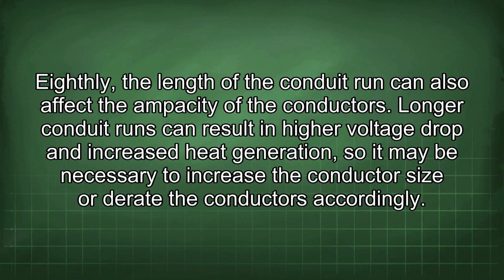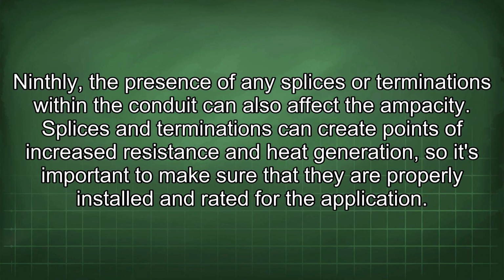Eighthly, the length of the conduit run can also affect the ampacity of the conductors. Longer conduit runs can result in higher voltage drop and increased heat generation, so it may be necessary to increase the conductor size or derate the conductors accordingly. Ninthly, the presence of any splices or terminations within the conduit can also affect the ampacity. Splices and terminations can create points of increased resistance and heat generation, so it's important to make sure that they are properly installed and rated for the application.